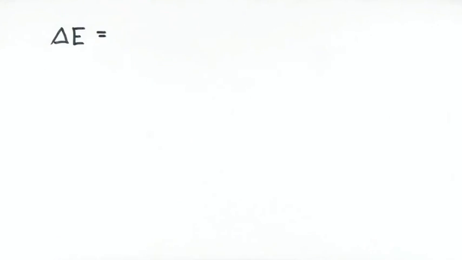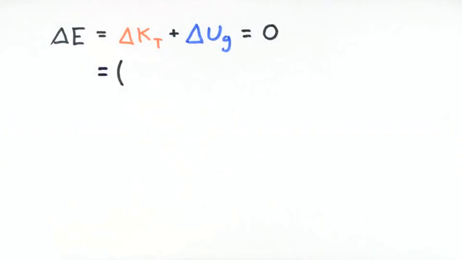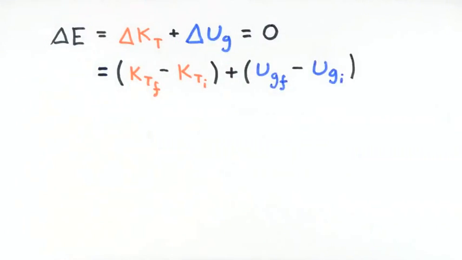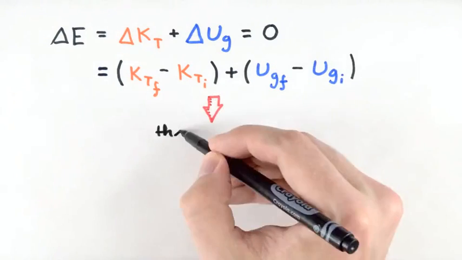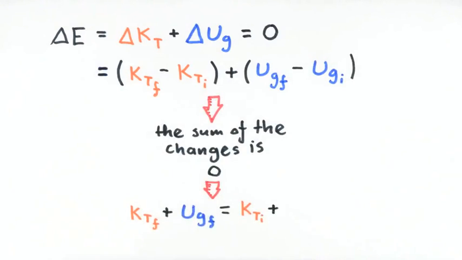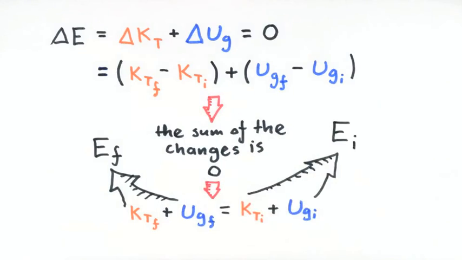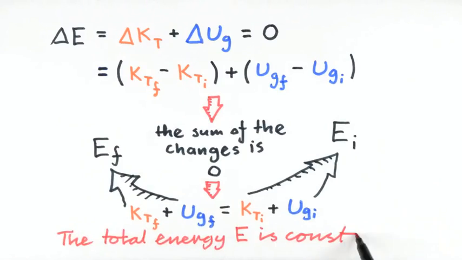Let's go a little further and expand out these changes in terms of the usual final minus initial form. Now we can do a little algebra, and we can rearrange it into this form, putting all the final energies on one side of the equation and the initial energies on the other side. This is still the exact same energy principle for our system, and what we see is that the statement that the sum of the changes equals 0 is equivalent to saying the total energy E is constant.